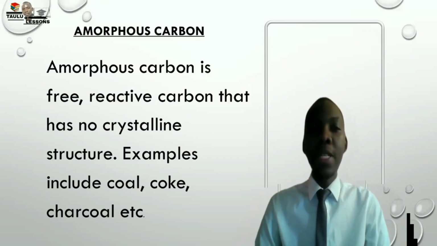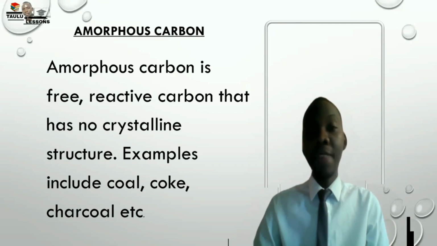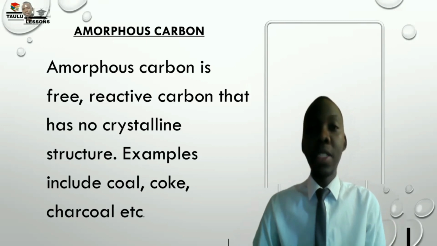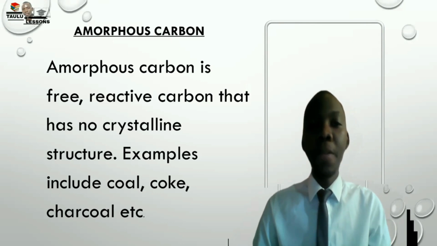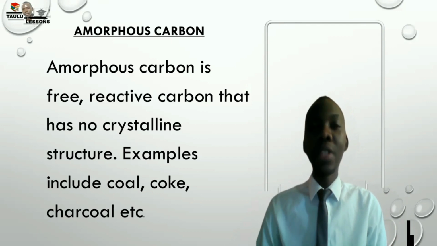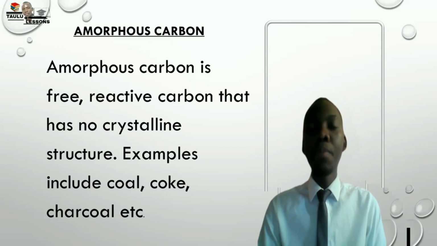So amorphous carbon is a free reactive carbon that has no crystalline structure. Remember that graphite and diamonds are allotropes of carbon that are crystalline by nature. Now this group, amorphous carbon, is not crystalline. They have no crystalline structure. Examples of amorphous carbon are coal, charcoal, and coke.